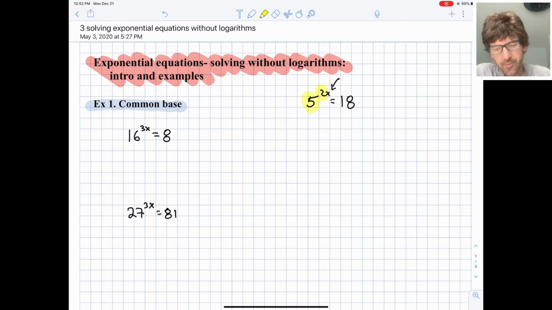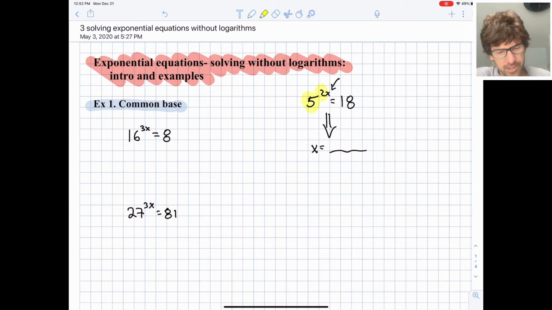We ultimately want a strategy that'll turn this somehow into x equals something. X equals our answer, right? And our ultimate strategy will be to use logarithms for that. But for now, I'll show you a couple strategies without the need for logarithms. So the first strategy is to get a common base.